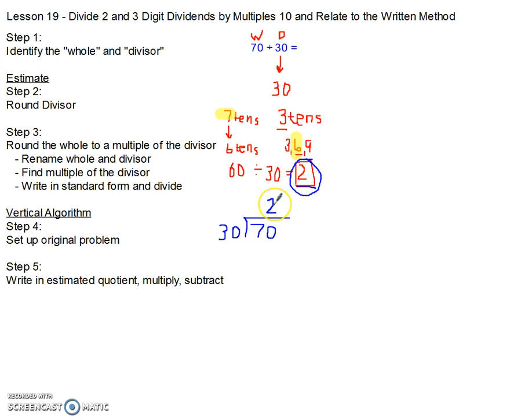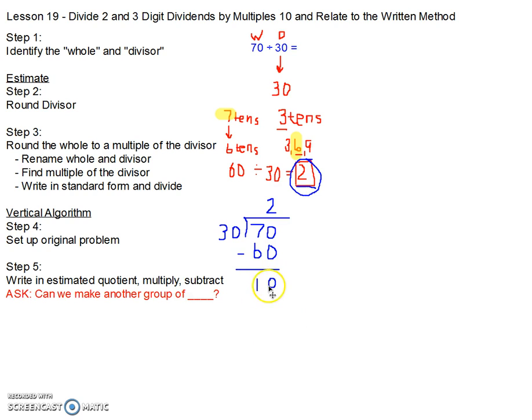And then we are multiplying. We multiply 2 times 30, which is 60, our rounded number from above. And we write that here. We line up the numbers. We line up the place values, and then we subtract. And we have 0, and then 7 minus 6 is 1, so that's 10. So we have a remainder of 10 right now.